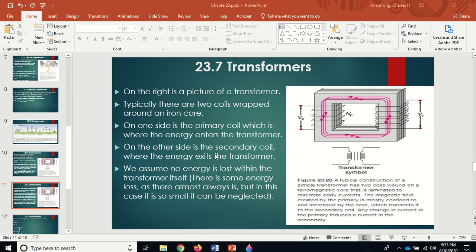Typically there are two coils wrapped around an iron core. On one side is the primary coil, which is where the energy enters the transformer. On the other side is the secondary coil, where the energy exits the transformer. We assume no energy is lost within the transformer itself. There is some energy loss, as there almost always is, but in this case it is so small it can be neglected.